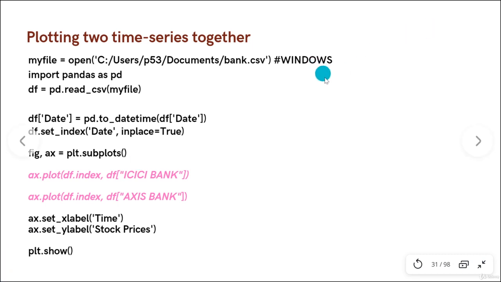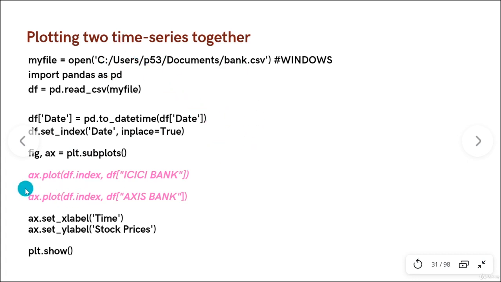So the process remains same. We need to import the file. So bank.csv from my documents folder has been imported. Import pandas, then read the file with the pd.read_csv function. Then you need to play with the date. So you need to first assign the date column as a date time, and then once you have assigned it to a date time format, you have to set it as an index. So the entire thing we have done earlier also. It's just a repetition with some extra customizations.